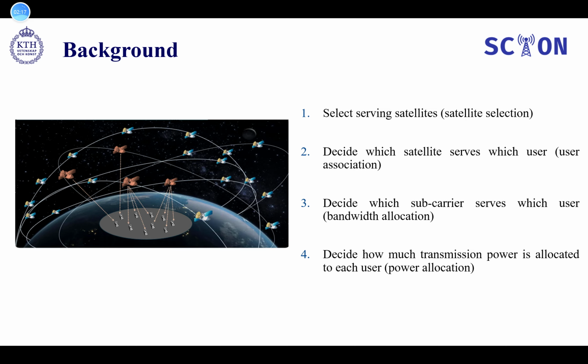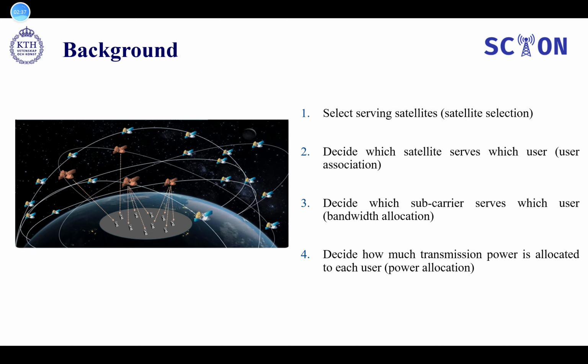In this page, I will give you a very rough idea about the problem. I summarize what we're gonna do in four steps. First, we will select serving satellites. For example, in this picture, the orange satellites are selected to provide the service. And second, we will do user association to decide which satellite serves which user.